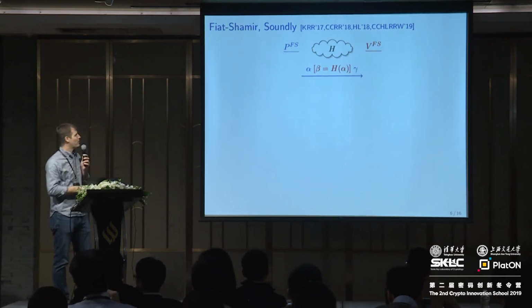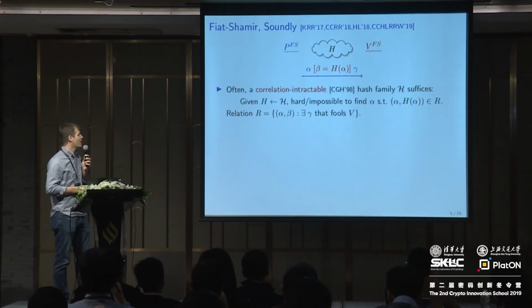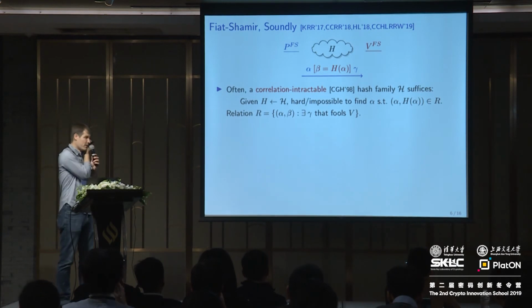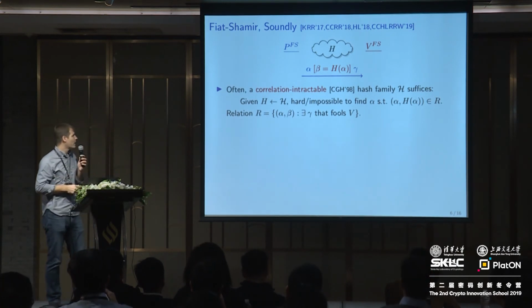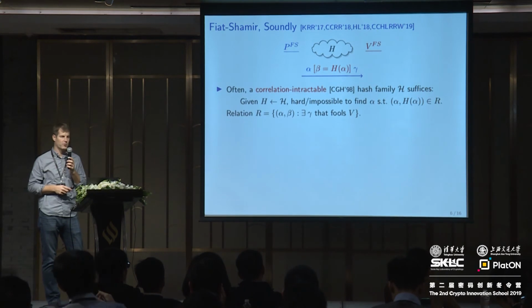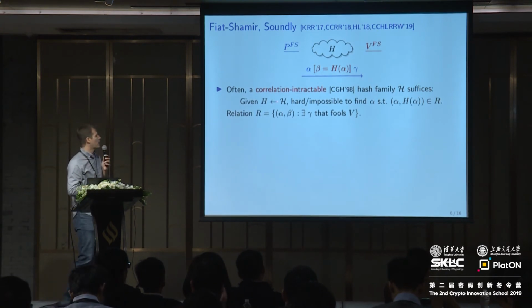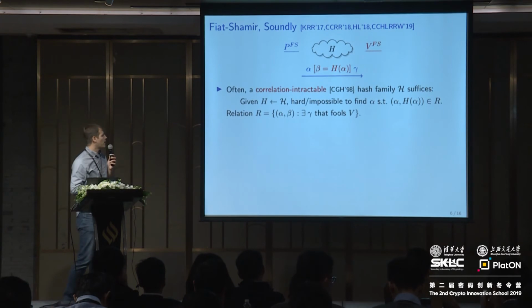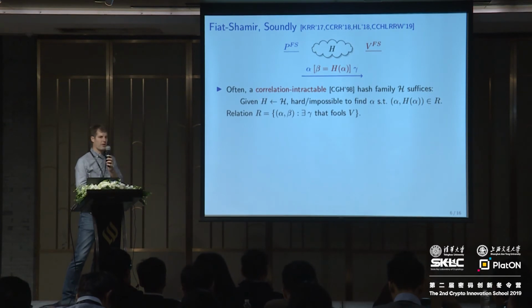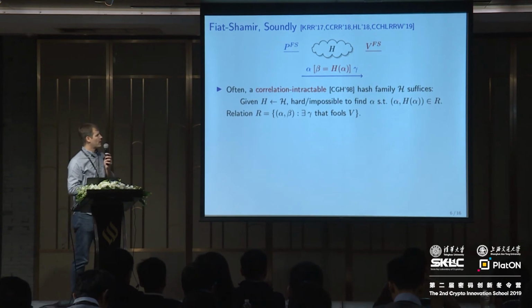So this again is the picture of the Fiat-Shamir transformed protocol. And what this line of work showed, in an oversimplifying summary, is that in many situations a correlation intractable hash family is sufficient to preserve soundness. Okay, so what does this mean? Correlation intractability was a notion defined by Canetti, Goldreich, and Halevi in '98. The property says that if we give the adversary a randomly chosen member of the hash family, then it should be hard or even impossible for the adversary to find an input alpha such that the pair alpha and its hash is in a certain relation.